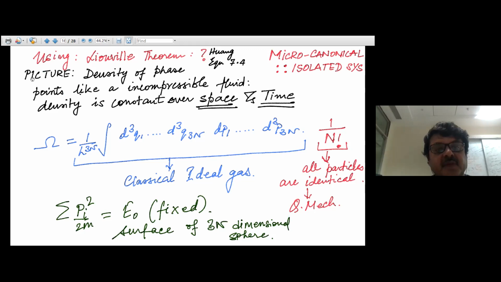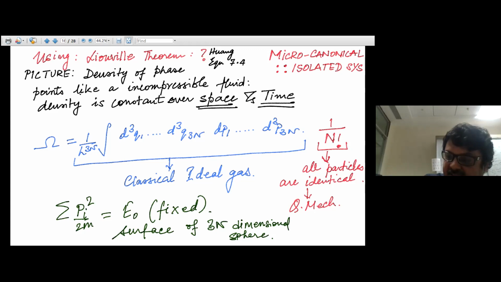If you considered it, the density of phase space is like an incompressible fluid, so at every point the density of phase space points is the same. It's not that in some regions there are many phase space points, and in other regions there are fewer. It is uniformly distributed. The density of phase space points is the same, and that is true for a Hamiltonian system and for an isolated system, not in general. But we are looking at Hamiltonian systems only.